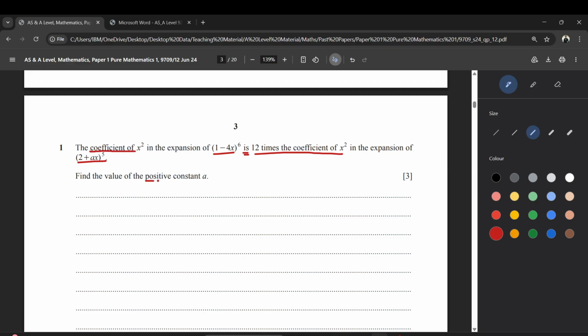Okay, it says positive constant. That means that we might expect to have two values of a. Either a could be positive and negative, or a could be 0 and positive. So we have to choose the positive value. Okay, so let us see.